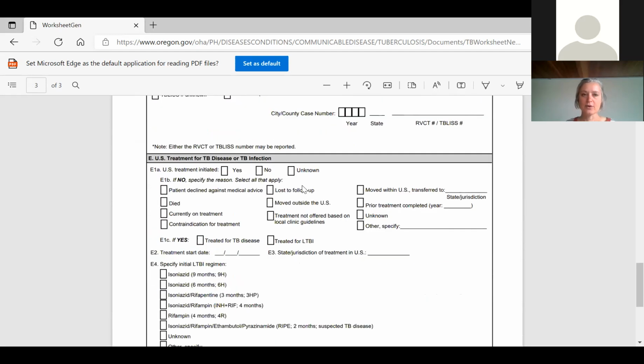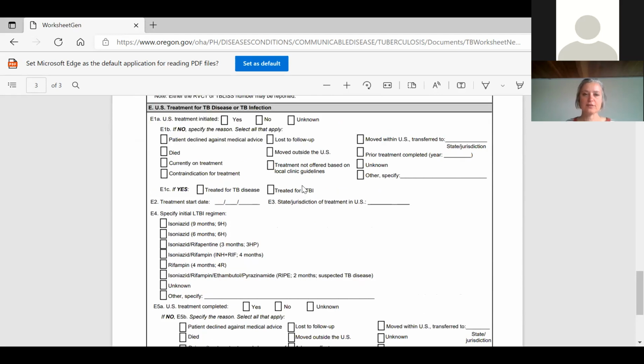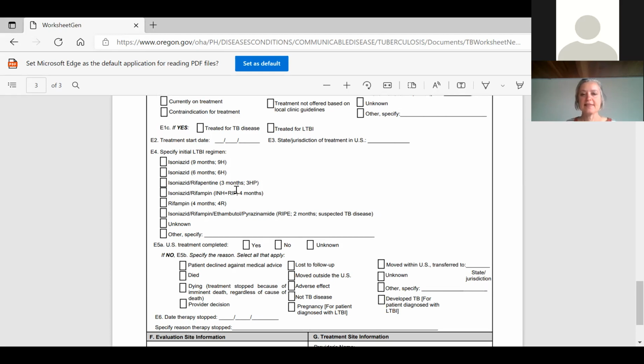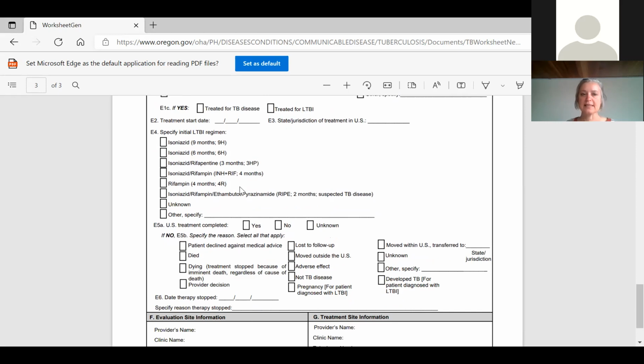All right. So after that, we move on to E, which is US treatment for TB disease or infection. So in our scenario, we say, yes, treatment was initiated, yes. If you didn't initiate it, they have all these different reasons why you maybe didn't, so that's fine. And then if yes, we're going to say, yes, they were treated for latent TB infection. And then we're going to put in here our start date, which was 8/9/18. And then you go ahead and you specify which regimen you're using. We're using this one, the INH, 4 months before ours. So we click yes. And then at that point, the paperwork is almost complete.